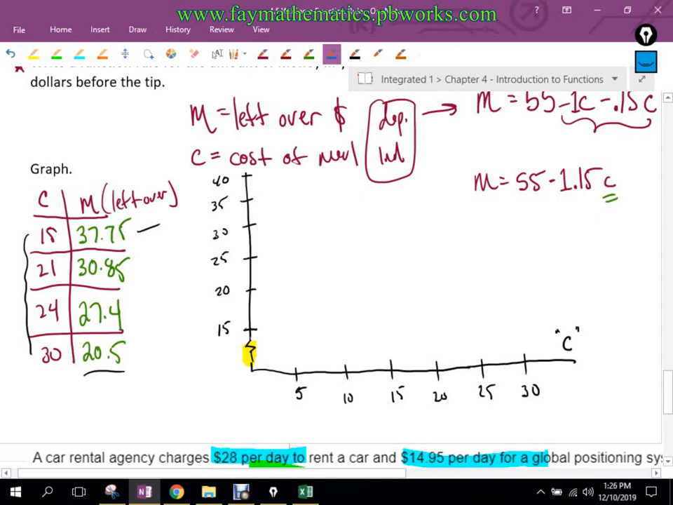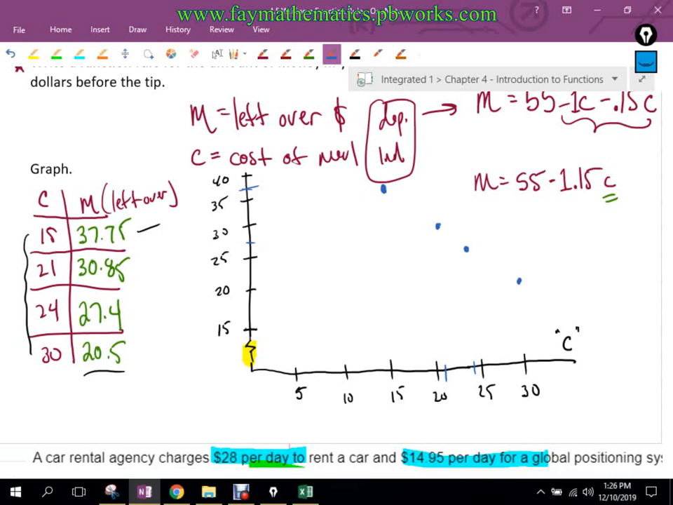So like 15, kind of 37.75. Now I kind of have to guess where that's at, right? That would be 37.5 right there, so maybe that point. 21 as an x value is maybe right there. A y value of 30.85 is just above 30, so maybe there. 24 is right before 25, so 27.5 would be right there, so 27.4 just below it. And then 30 is at 20.5, so maybe about right there. Do those points make sense for us? What kind of shape do those points create if I connect them? They create a straight line, okay?